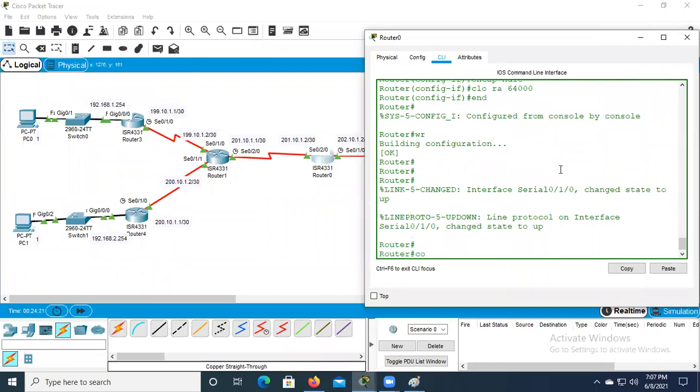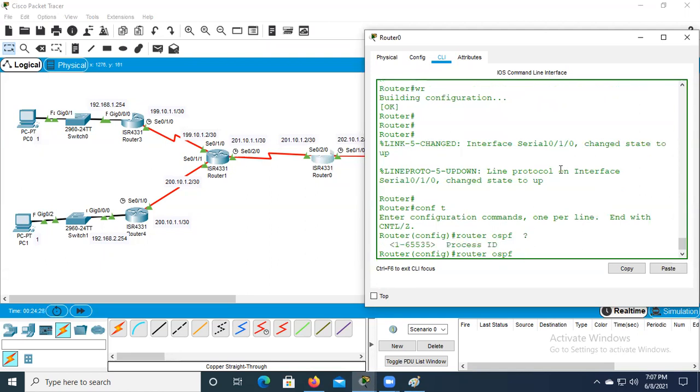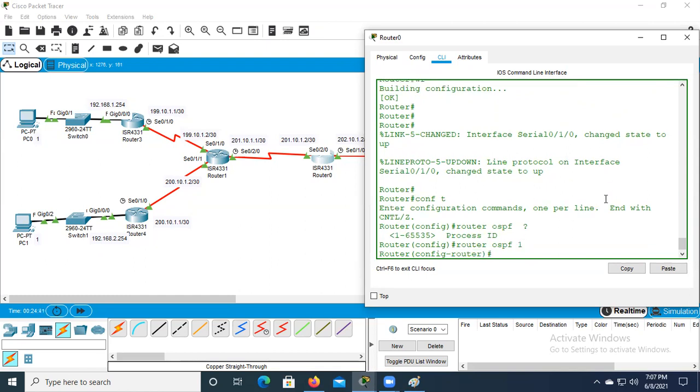How? You go to config t and type router ospf 1. What is the 1? Actually, it is the process ID. The process ID has local significance to the router. You can define the process ID from 1 to 65,535. It's not like the autonomous system number that is used by EIGRP.